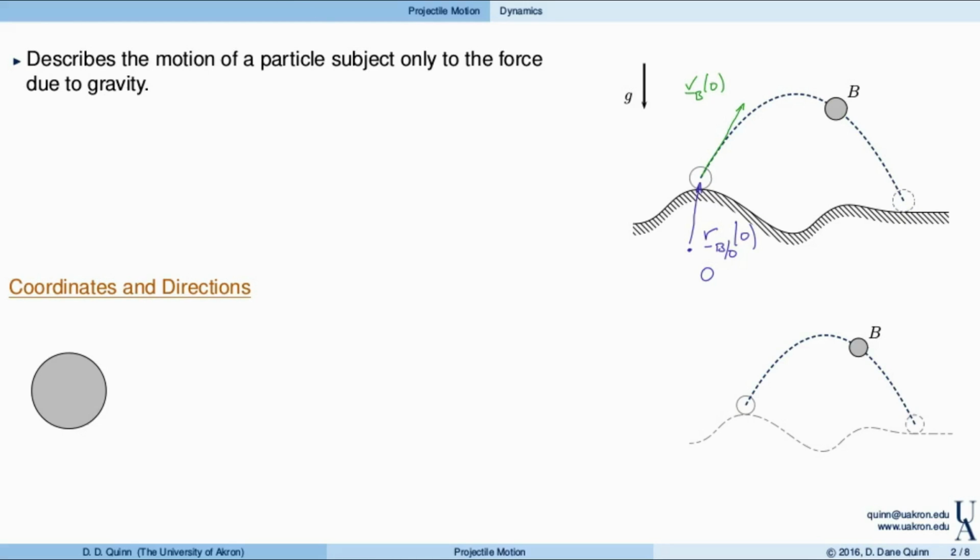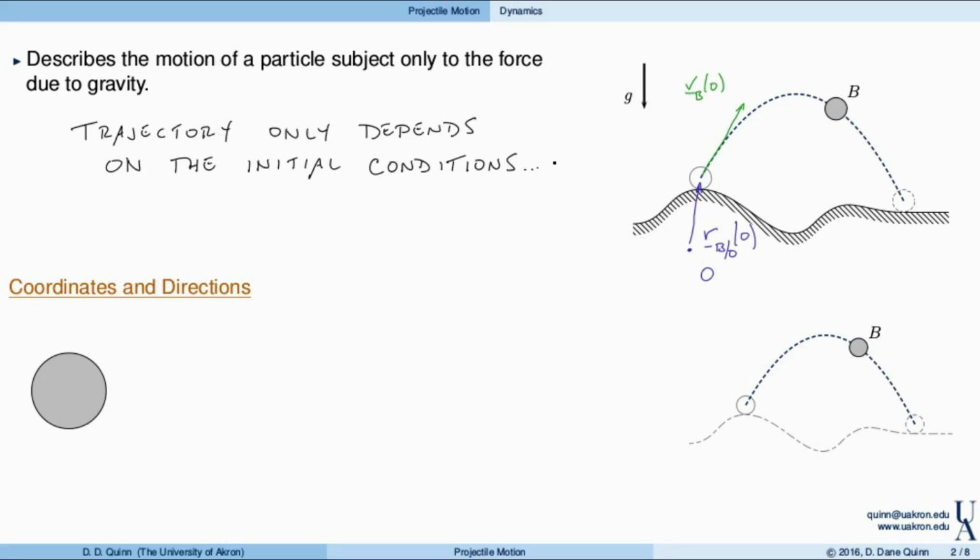Now, for these projectile motion problems, this dashed line, which is known as the trajectory, only depends on the initial conditions. So in particular, the initial position, as given by this vector r b with respect to O, and the initial velocity given by v b, again at time 0. So if I know these quantities, then I can find the resulting path through space.